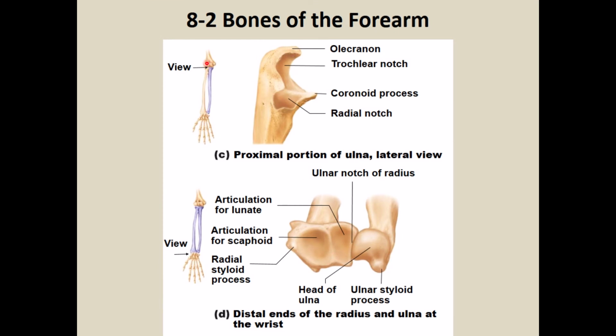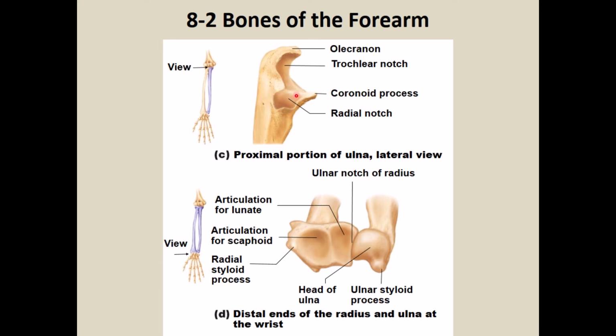Okay, so this is the proximal view of ulna, side view. This is olecranon. So normally it's located posteriorly, and this is the trochlear notch where it articulates with trochlea of humerus. This is the coronoid process, and when you flex your elbow, that goes to the coronoid fossa of humerus. And this is the radial notch, which means it's an impression of the radial head. This is where the radial head articulates with ulna.